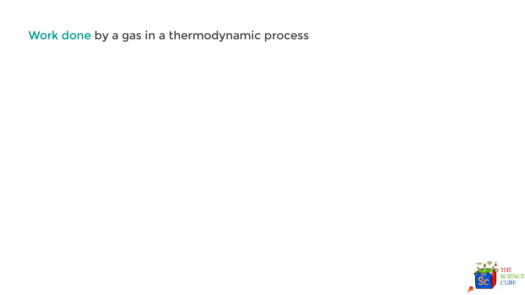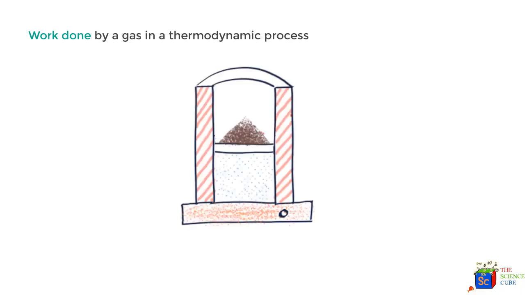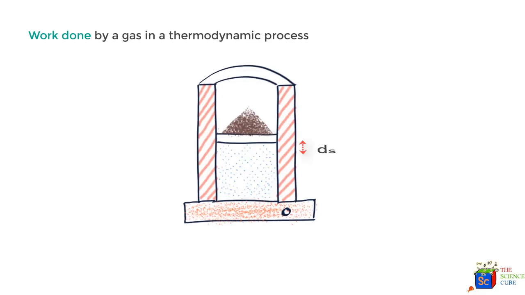So to find this, we remove a few grains of sand from top of the piston and therefore allow the gas to push the piston up by a very small distance ds. Since the displacement is very small, we assume that the pressure has not changed much, and say the pressure is P during this movement ds. So we assume that it does not really change because the distance covered is very small.